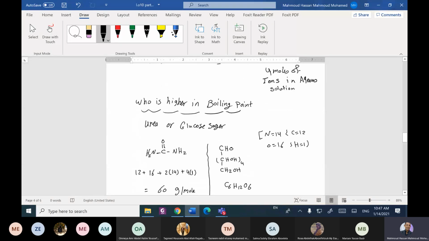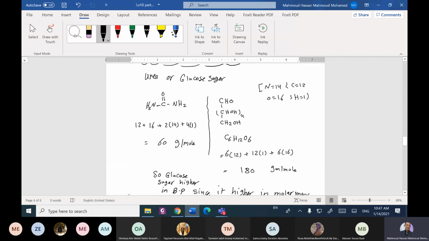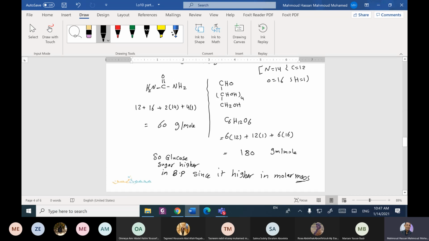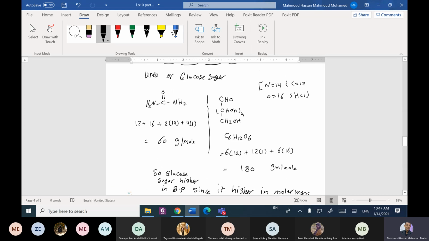But in the case of covalent compounds, which is higher in boiling point, urea or glucose sugar? If we return to the molar mass of each one, urea is 60 grams per mole, but glucose sugar is 180 grams per mole. Since the sugar has the higher molar mass, it has the higher boiling point. Note: for non-electrolytic materials, the van't Hoff factor equals 1, so i equals 1.